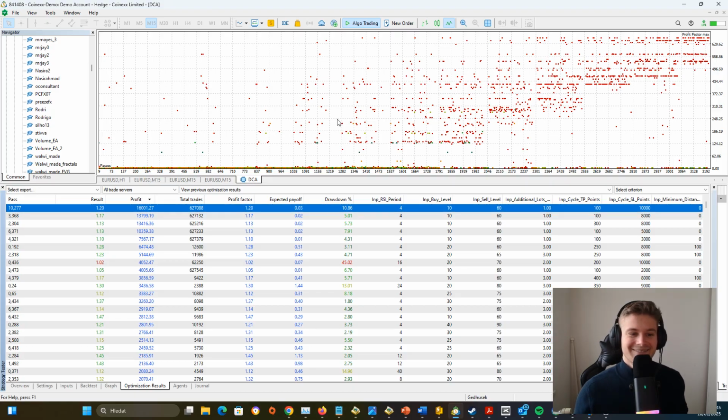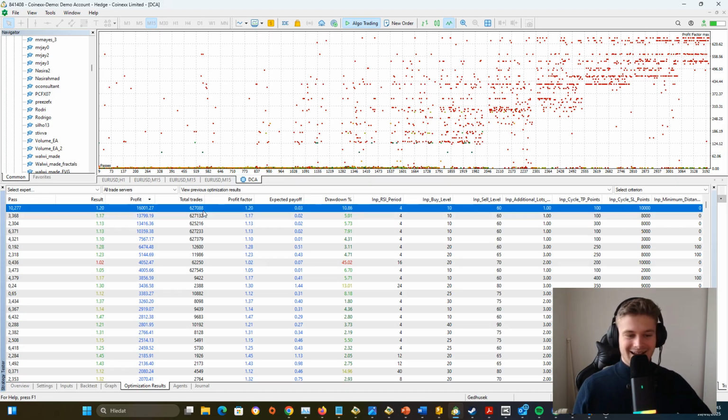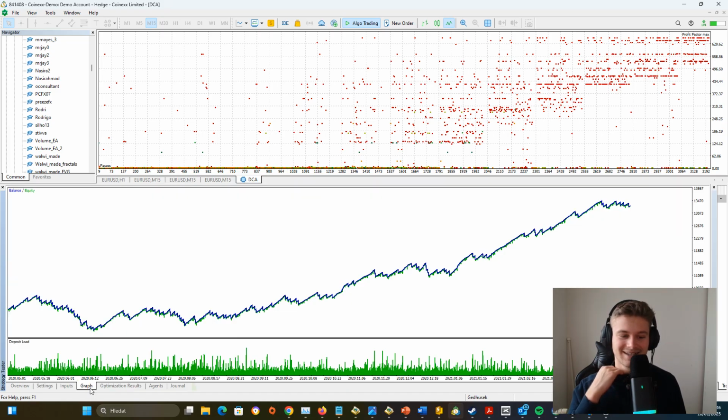And if you look at this, we took 630,000 positions over the last 5 years. So we are opening positions almost all the time here, and it only has 10% of drawdown. So I am really interested in seeing how this works.